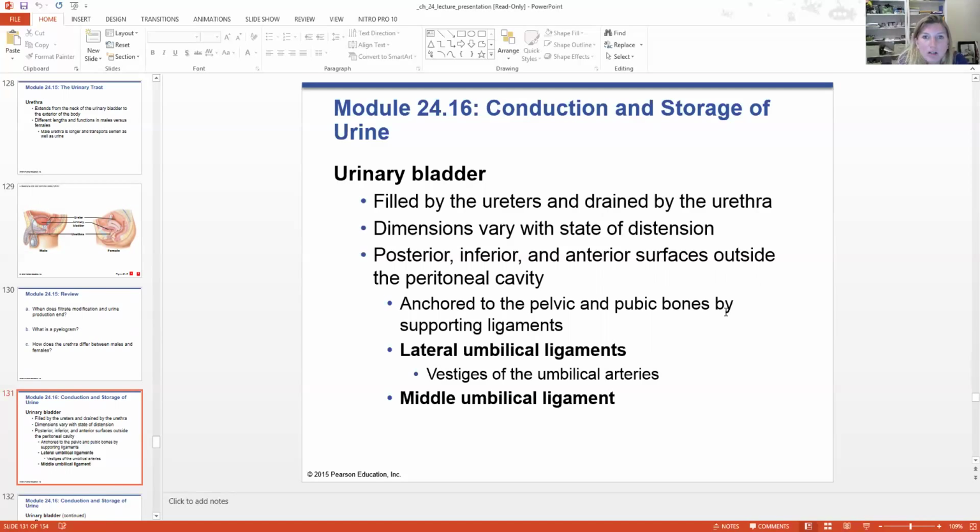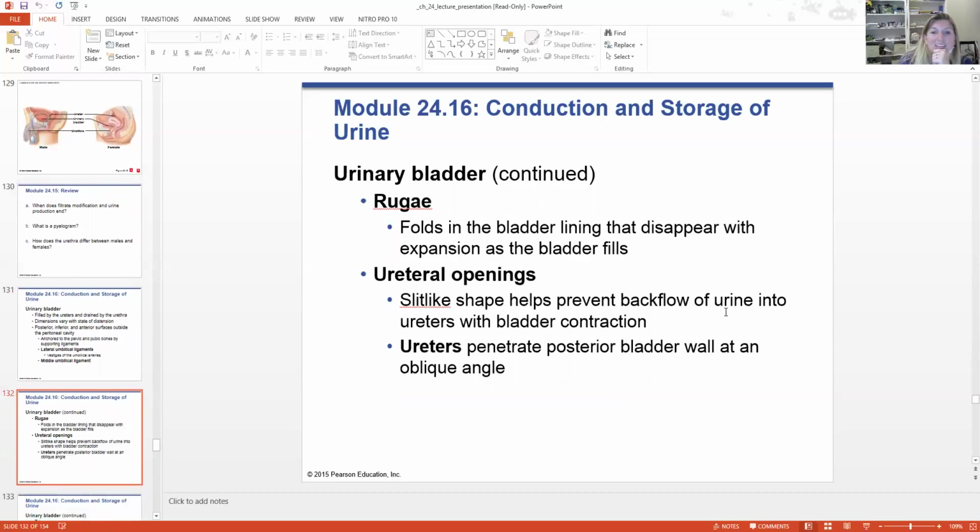The dimensions of the urinary bladder are going to vary depending on how much fluid is already in the bladder. Its posterior, inferior, and anterior surfaces are actually outside of the peritoneal cavity. It's anchored in place by ligaments, the lateral umbilical ligament and the middle umbilical ligament, holding it to the pelvic and pubic bones. Inside the bladder are rugae, just like inside the stomach. That's going to allow for that expansion. There's also ureteral openings on either side.